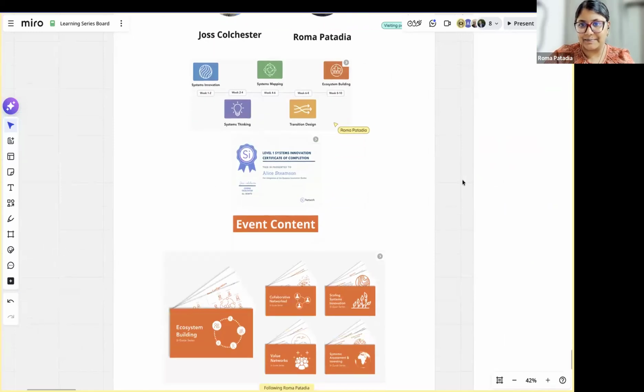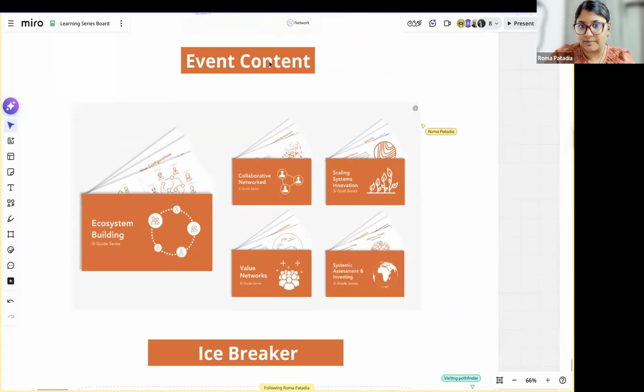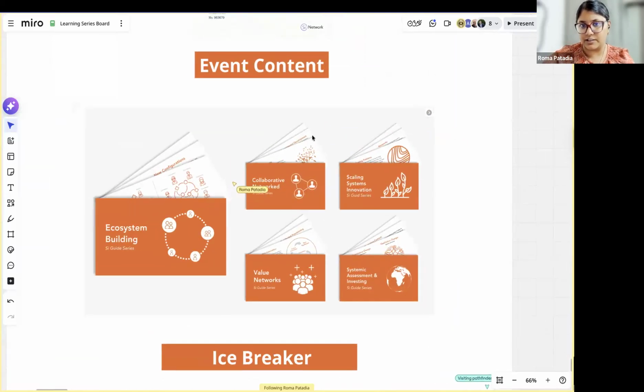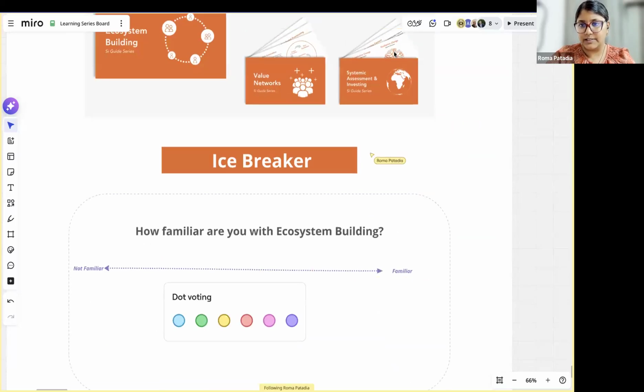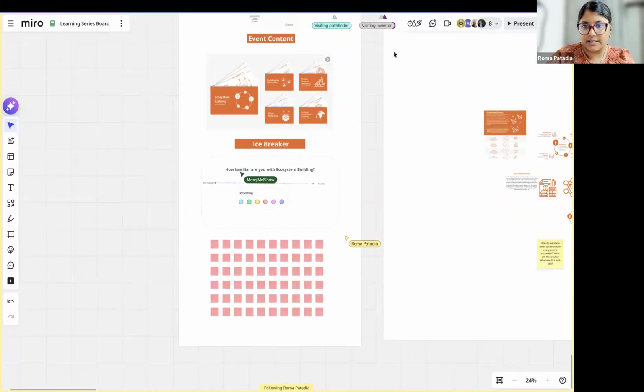And yeah, with that, we have these 5 different guides, which are part of ecosystem building: collaborative networks and scaling systems, innovation, value networks, systemic assessment, and investing. So there are 5 guides under ecosystem, and if you click over here, you can access them. So that's about today's session, what it is about.